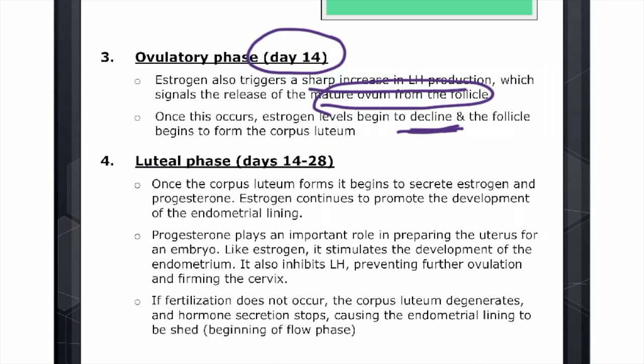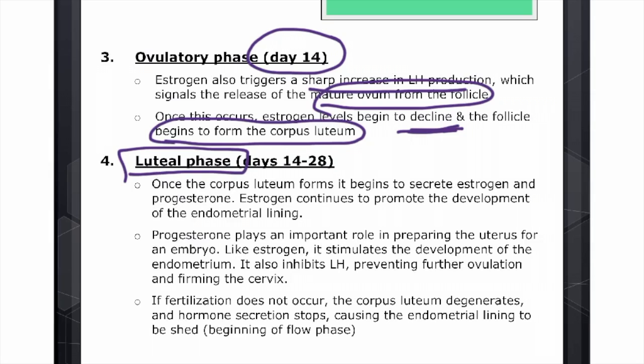So on our next slide, we are going to talk about looking at these hormones graphically, but because estrogen has done its job, it now can start to decrease. And the follicle will then form the corpus luteum, which will then lead us into the luteal phase, which is days 14 through 28.